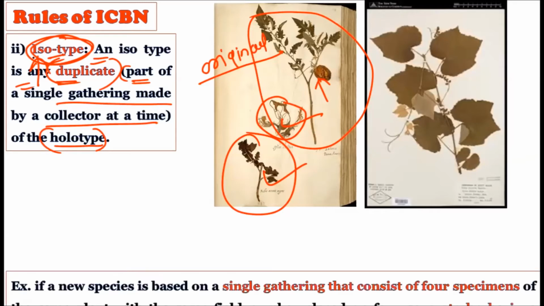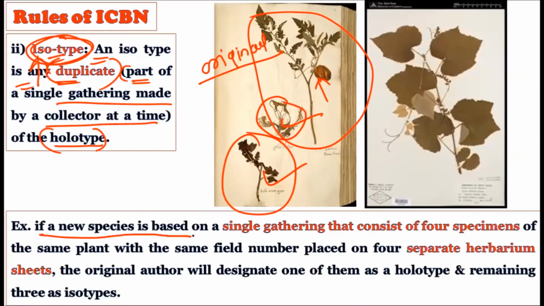For example, if a new species is based on a single gathering that consists of four specimens.